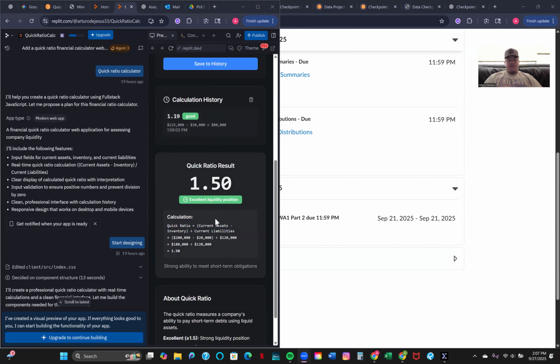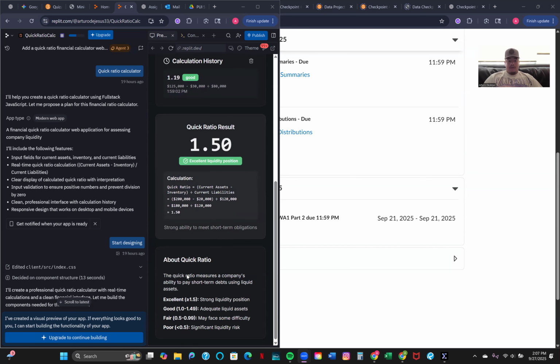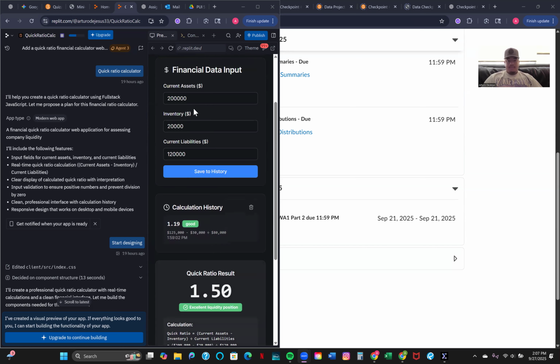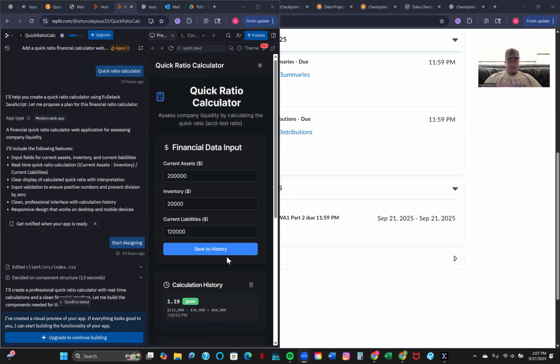So that was my second loop, and it cleared it. About the quick ratio right here, it shows a strong liquidity position of 1.50, which was excellent. And I'll put this in a doc and show the work I had. But that was my second loop.